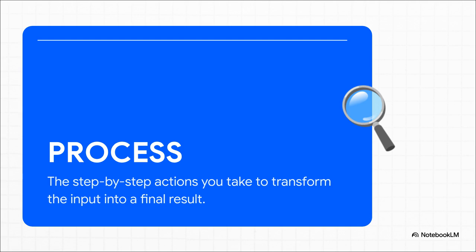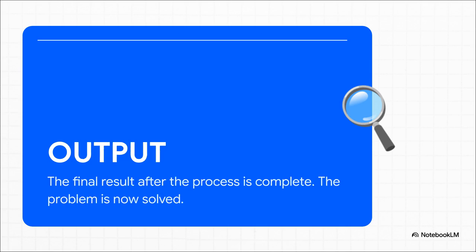Then, of course, you've got the process. This is the recipe itself. It's the set of instructions, the step-by-step actions you take to mix all those inputs together in just the right way. And what do you get at the end? The output. Your delicious, perfectly baked cake. It's the final result. The problem you had, which was not having a cake, is now solved.